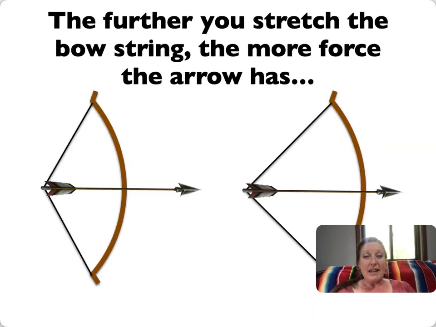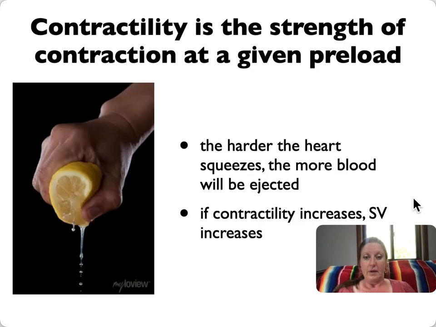It's a little bit like stretching a bow to shoot an arrow. If this is normal, this is how we normally stretch the bowstring in order to shoot the arrow, this arrow is going to go a certain distance. But if we stretch the bowstring or the ventricles a little bit more, then that's going to generate more force and the arrow will go further. So that's preload.